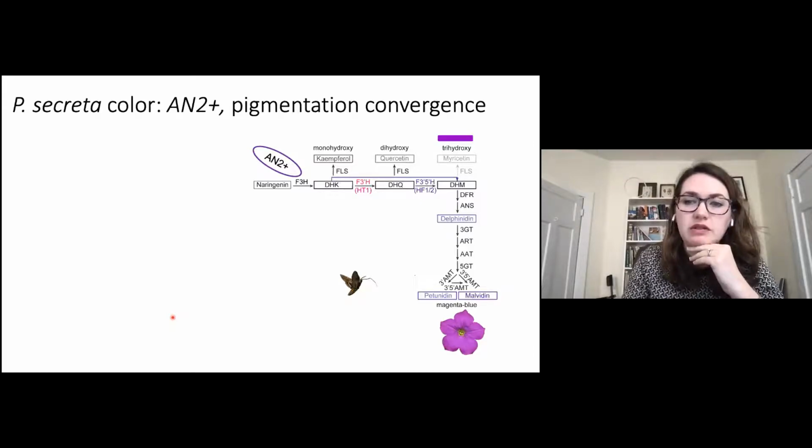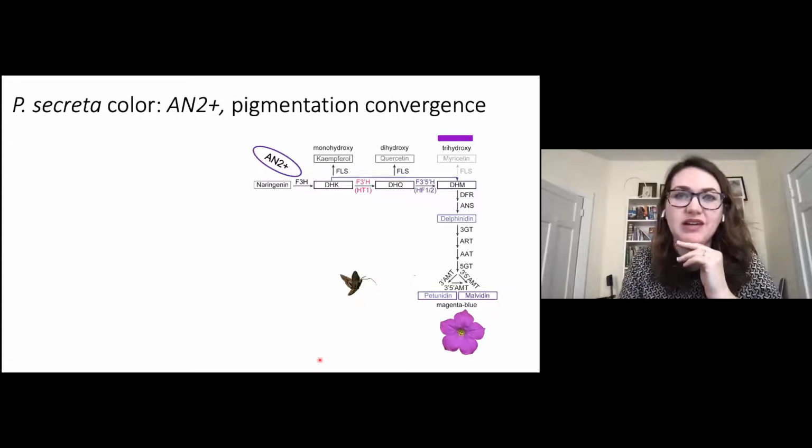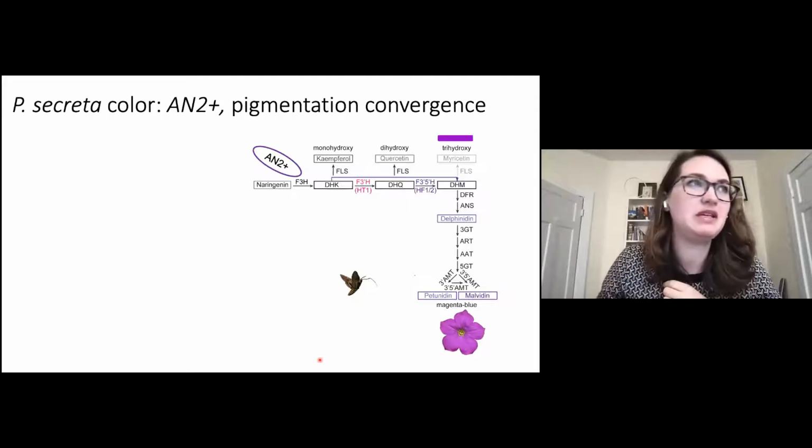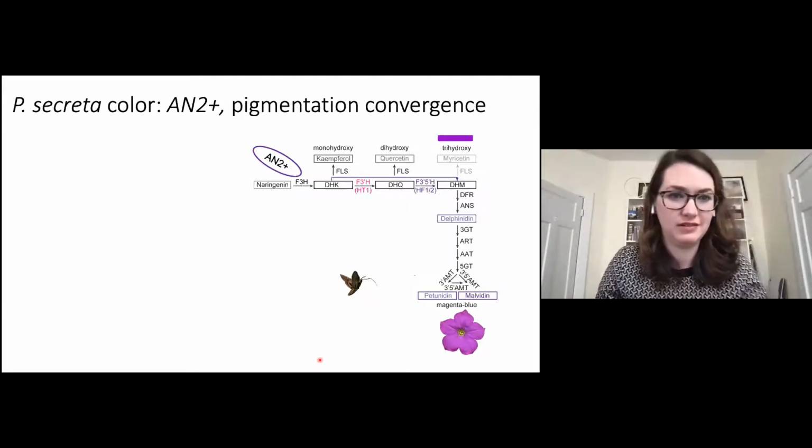And together with a graduate student in the lab, Martina Luthi, we've also demonstrated that Petunia secreta AN2 restores bee pollination.